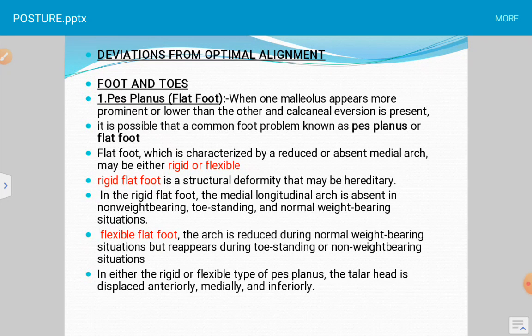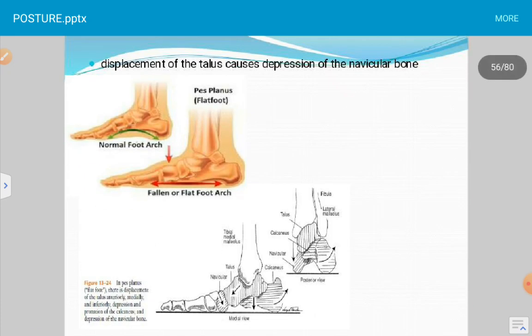The first one is pes planus or flat foot, when one malleolus appears more prominent. When a person is standing erect, the malleolus on one side is prominent and lower than the other, and calcaneal eversion is present. This is the common foot problem known as pes planus or flat foot, which is characterized by a reduced or absent medial arch, and may be either rigid or flexible. Flat foot means the absence of the medial arch.